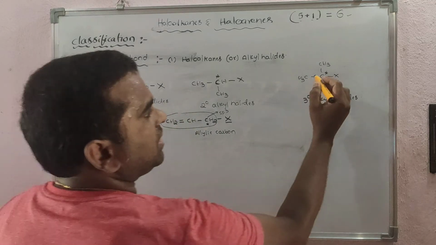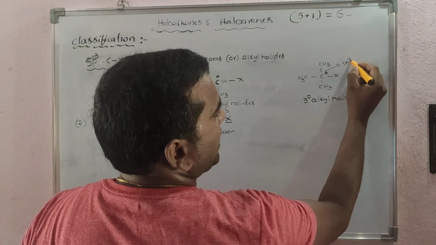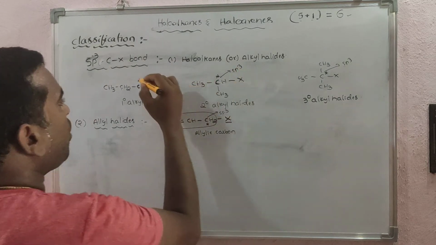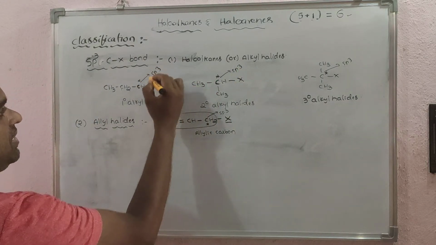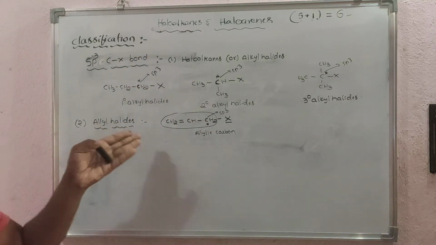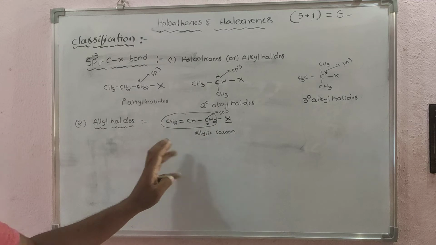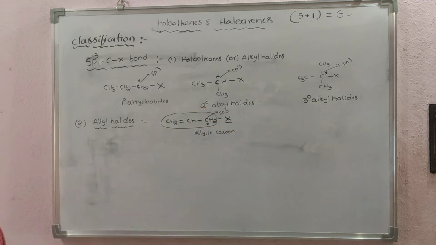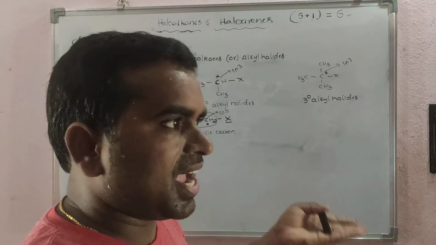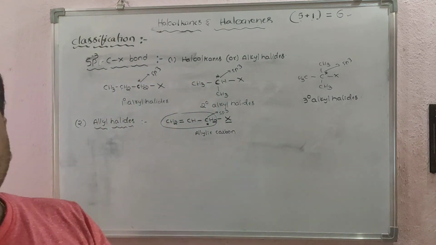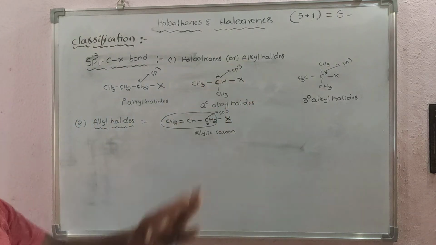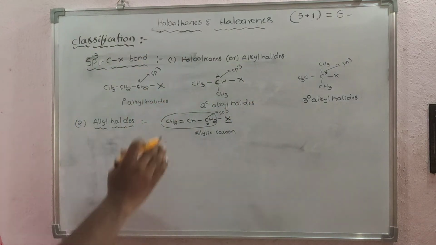Here, these all are, if you take, this is also which one? sp3 C-X bond, and here also sp3 C-X bond, and here also sp3 C-X bond. That is only our classification. Clear? And this we will call as allyl halide. And these allyl halides are further classified into 3 types: primary allyl halides, secondary allyl halides, and tertiary allyl halides. Same as how we have classified before.